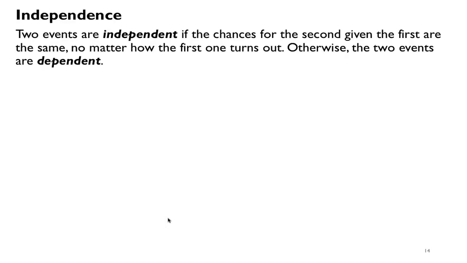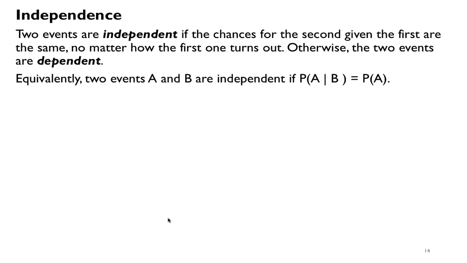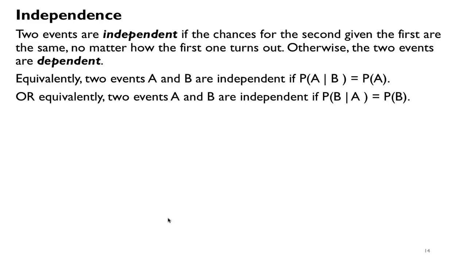Okay, let's talk about independence. 2 events are independent if the chances for the second given the first are the same no matter how the first turns out. Otherwise, the 2 events are dependent. Equivalently, 2 events A and B are independent if the probability of A given B is the probability of A. In other words, given that B has happened, that does not affect the probability of A. Equivalently, 2 events A and B are independent if the probability of B given A is the probability of B. In other words, even if we know A has already happened, that still doesn't affect the probability of B happening. So 2 events are independent if one occurring does not affect the other one.